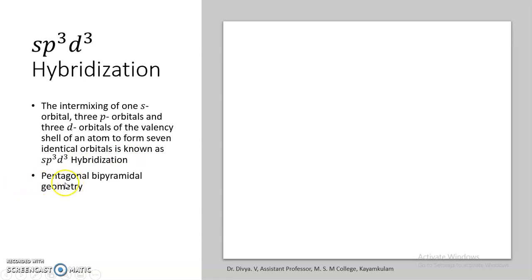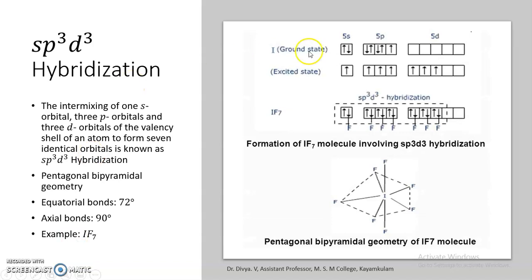Here the geometry is pentagonal bipyramidal, and here you can see the difference between equatorial bonds and axial bonds. Equatorial bonds make an angle of 72 degrees and axial bonds make an angle of 90 degrees. An example is IF7, that is iodine heptafluoride. This is the ground state electronic configuration of iodine, that is 5s2, 5p5, and 3 empty 5d orbitals.